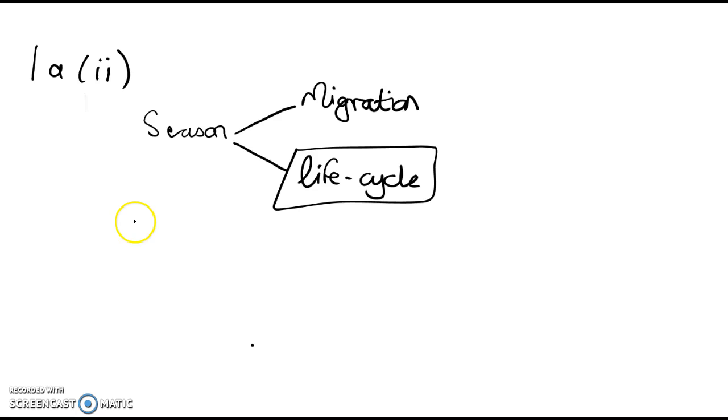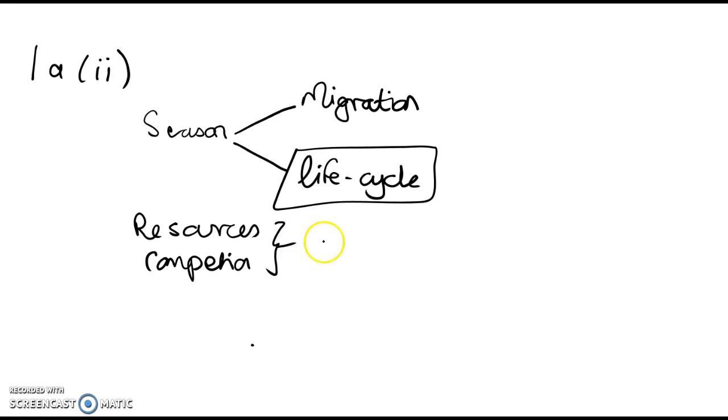We could say that resources were low, or perhaps there was competition. So this would also lead to perhaps migration. But again, we're giving a reason.